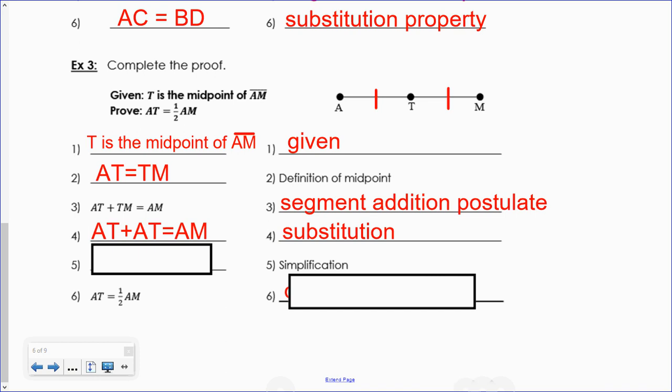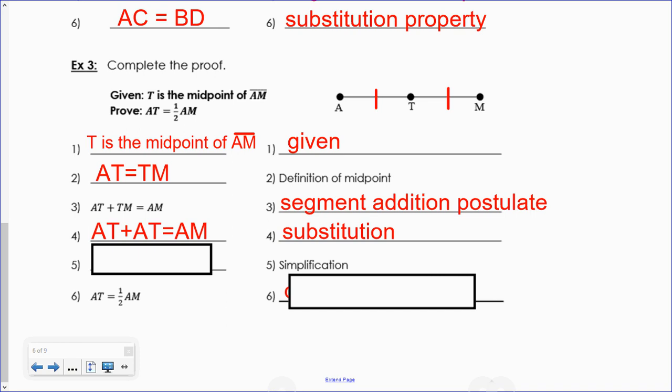Here's a question. If I knew that AT and TM were the same, why didn't I say TM plus TM equals TM? Because there's no TM in the proof. That's why it's important to keep checking the proof statement to know what you're supposed to be left with by the time you get to the end.